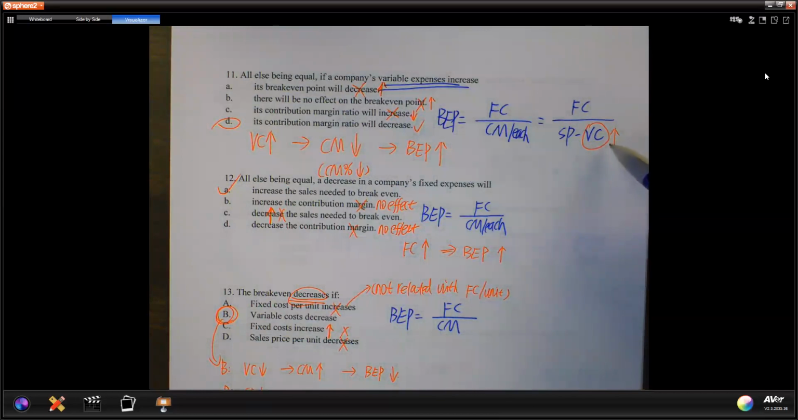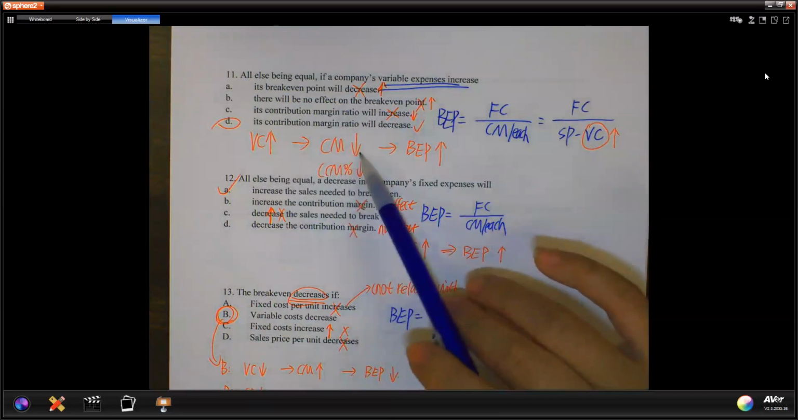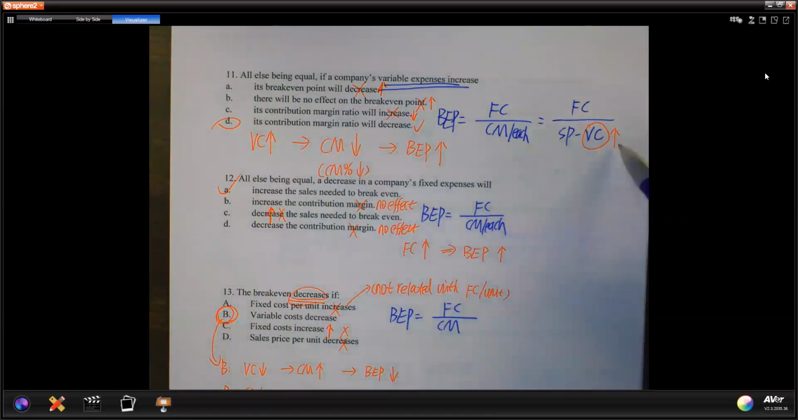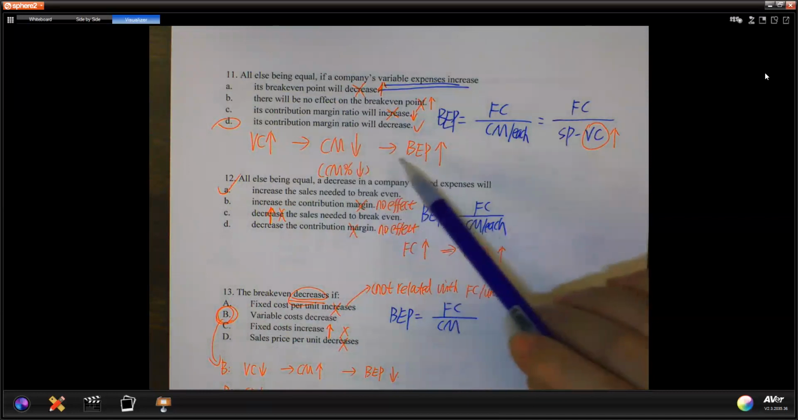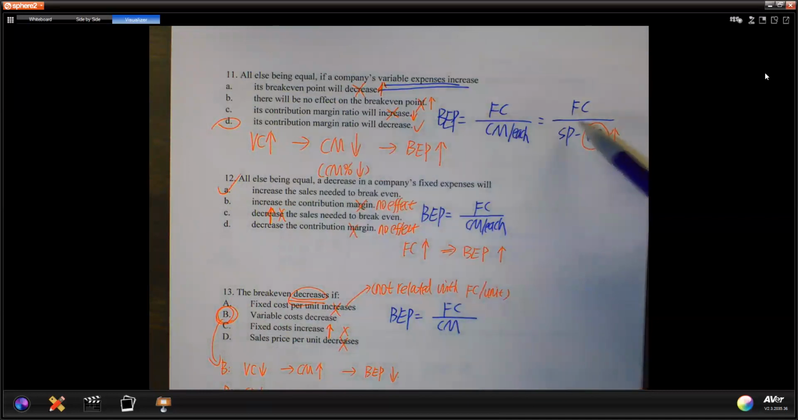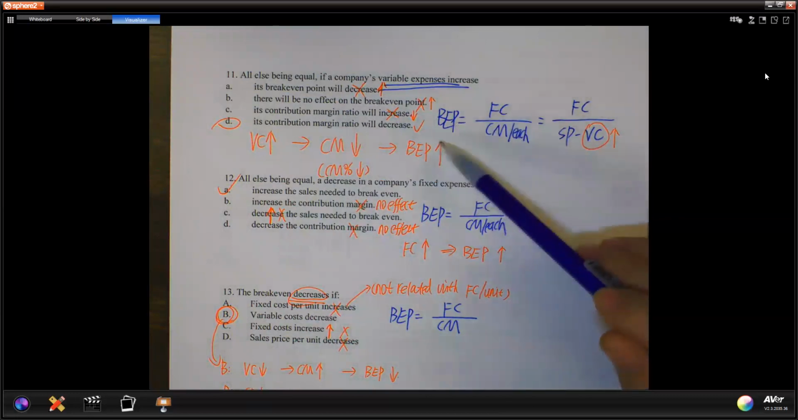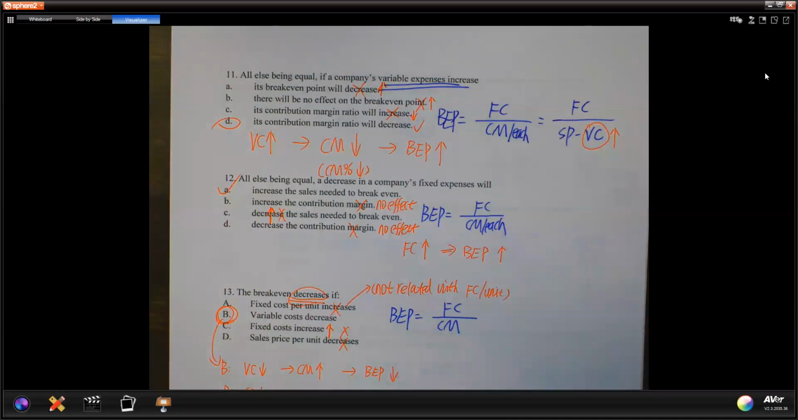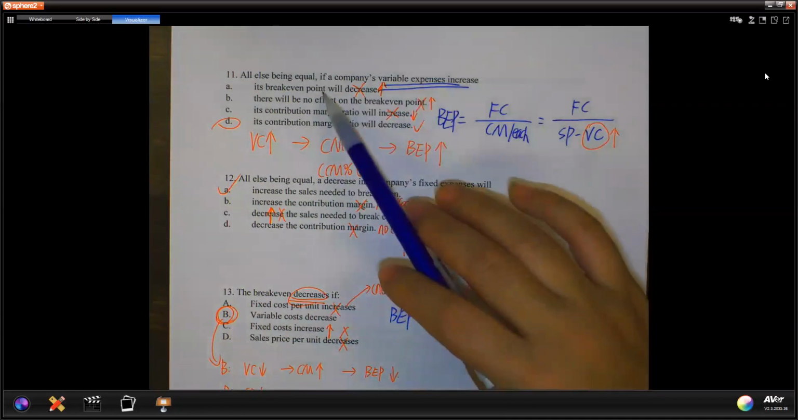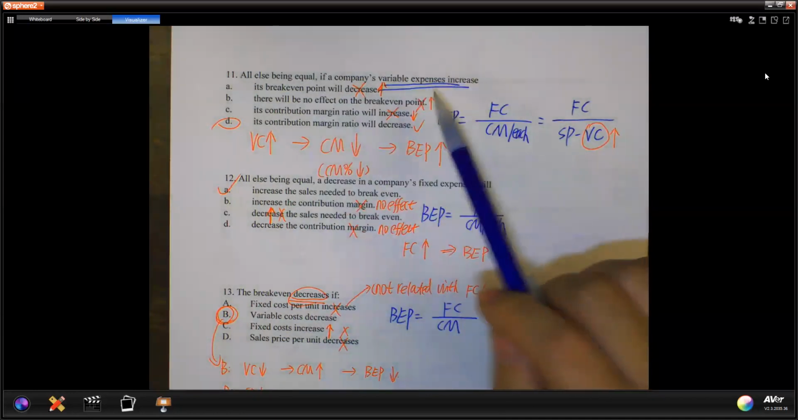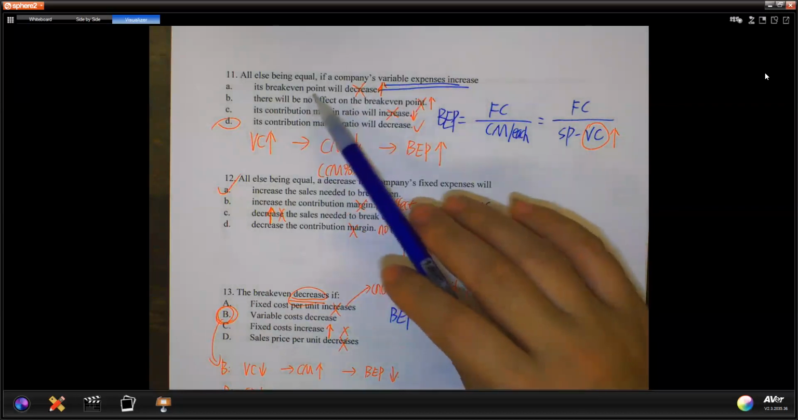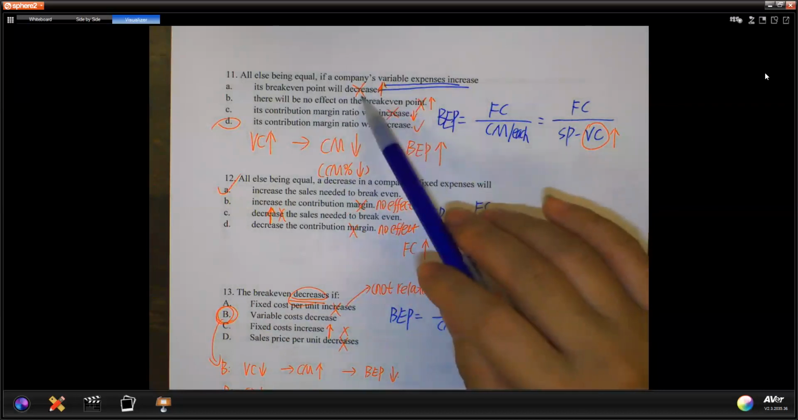That means your contribution margin will decrease because selling price minus variable cost gives you contribution margin. And when the contribution margin decreases, your denominator decreases, then your break-even point will increase. I hope you understand this logic. I also said why A, B, C are different, they are not correct. Your break-even point will increase instead of decrease.